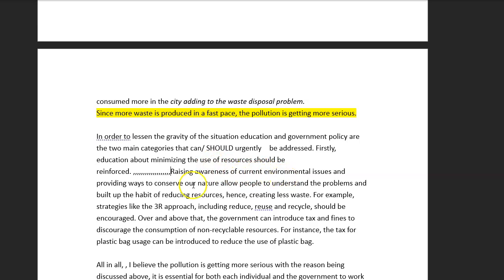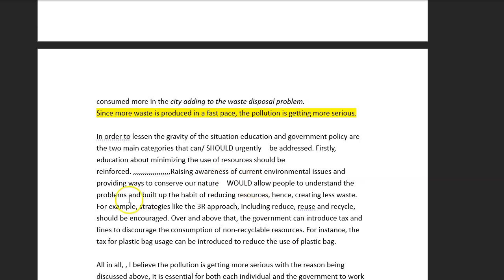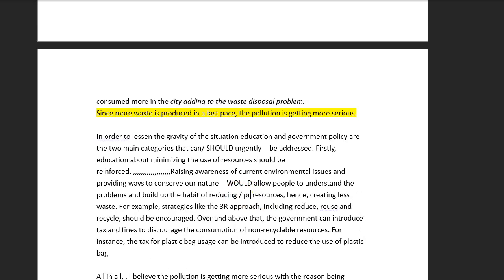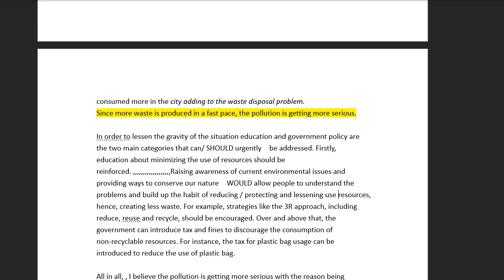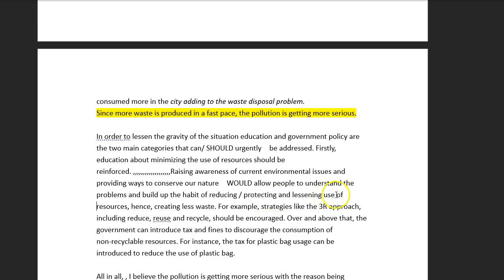Raising awareness of current environmental issues and providing ways to conserve our nature would allow people, so you're making a suggestion, allow people to understand the problems and build, infinitive there, up the habit of reducing resources, protecting resources, and lessening use of resources. So we use the resources. We don't reduce them, we reduce use of them. Hence creating less waste. Good.